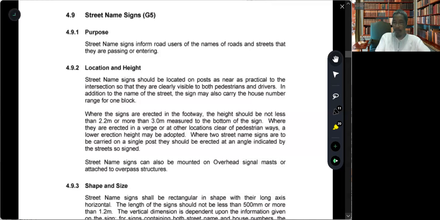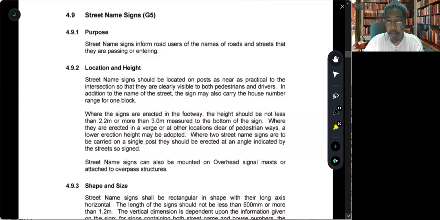I have yet to encounter this type of sign which carry house number range for one block. It's being implemented in some areas in Manila. But in most of the national roads and feeder roads that has intersection with the street, it's not always the case. It's not being used.